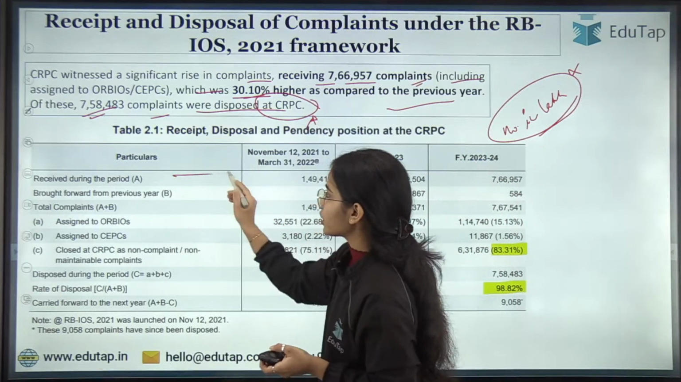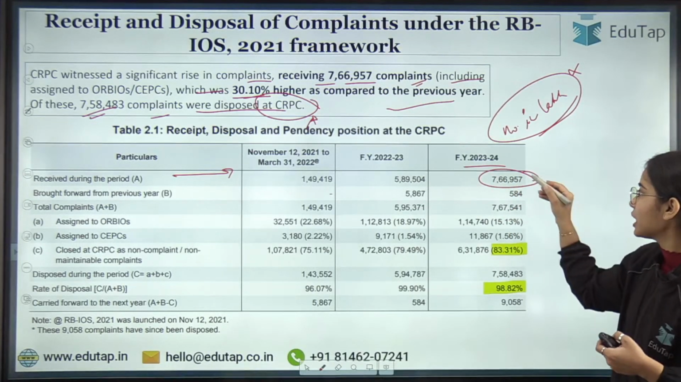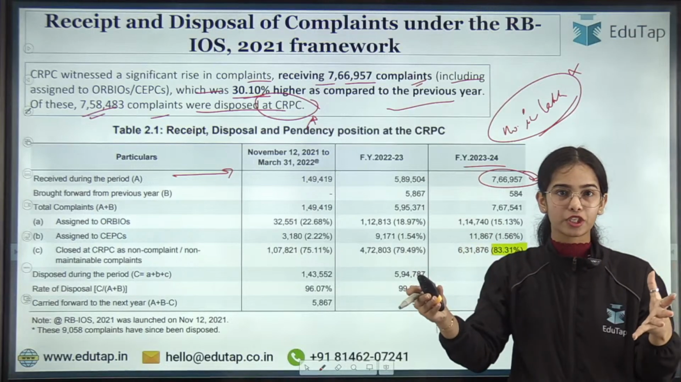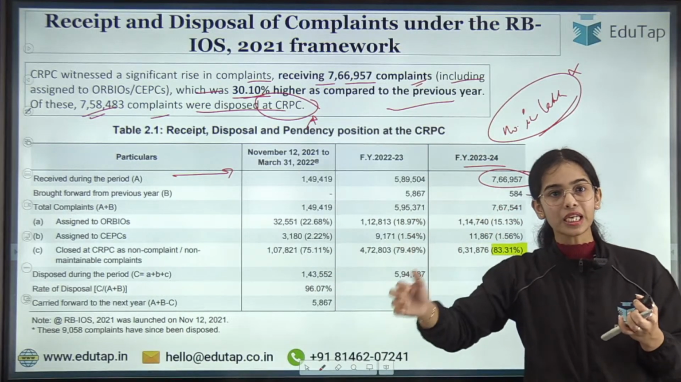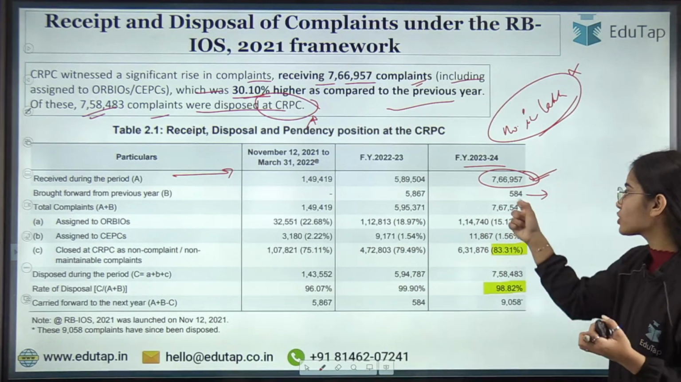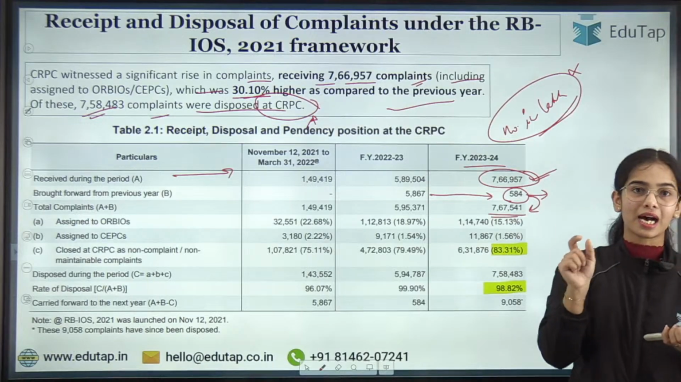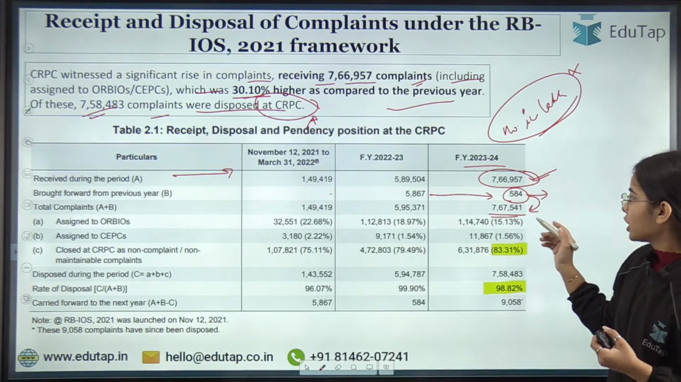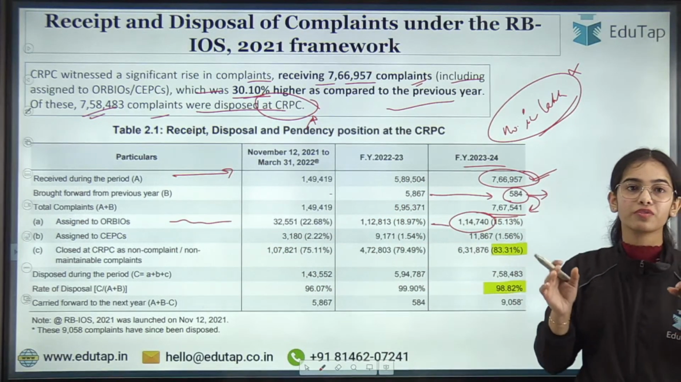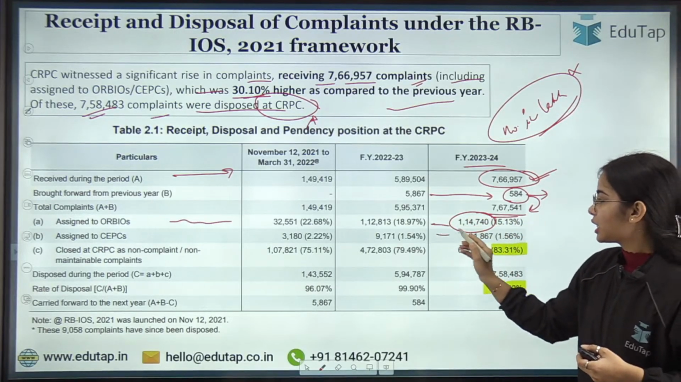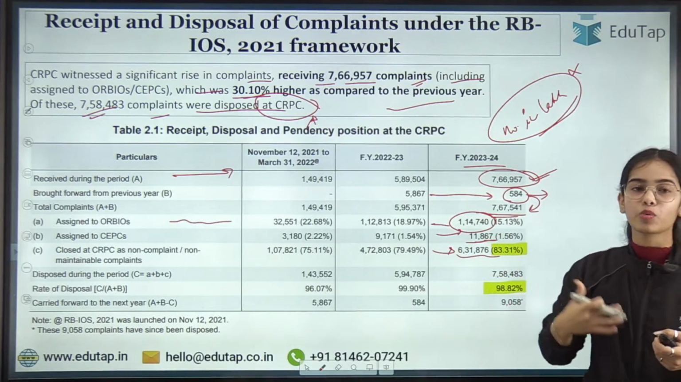Okay, so during the financial year 2023-24, 7,66,957 complaints were received. From the previous year, 2022-23, there were some complaints that were not resolved, 584, so we have added the complaints from the previous year also. So that was 7,67,541 in total. 1,14,740 were assigned to the offices of the Ombudsman. Some were assigned to the Consumer Education and Protection Cell. Some were handled by the initial scrutiny done by the CRPC.